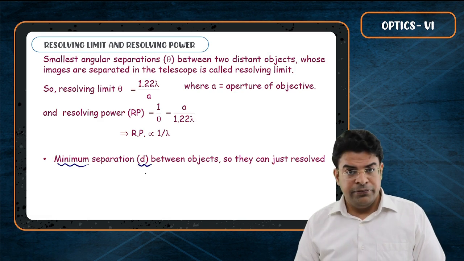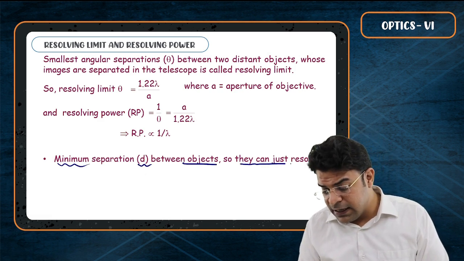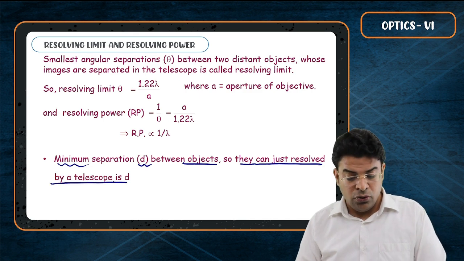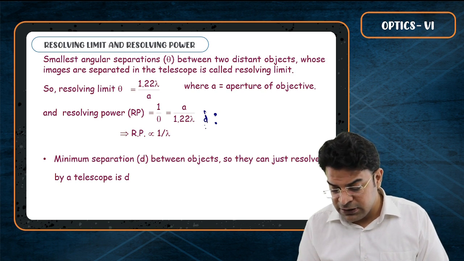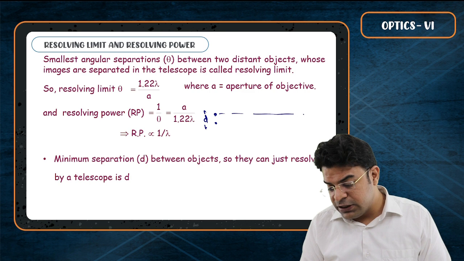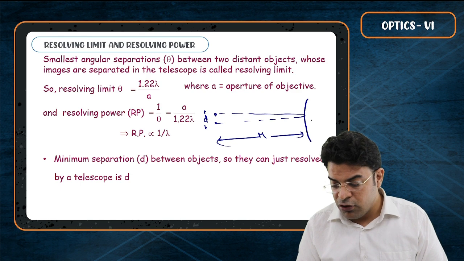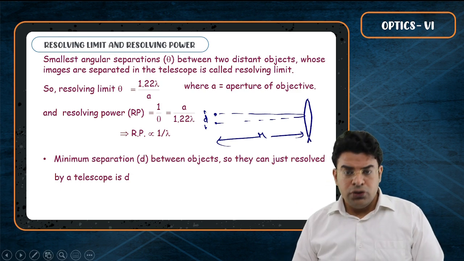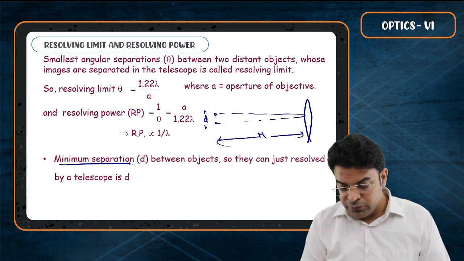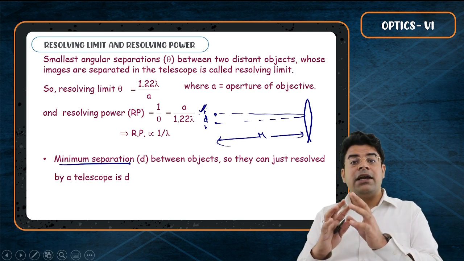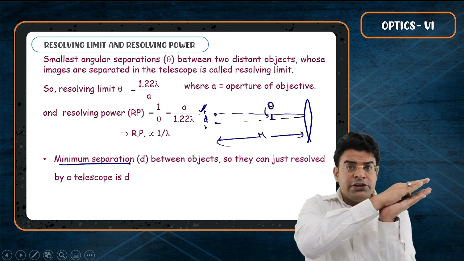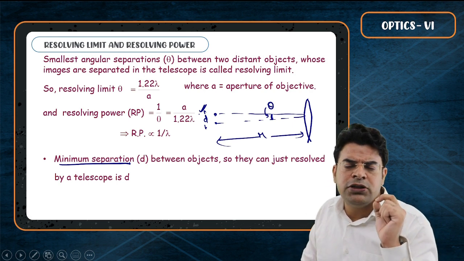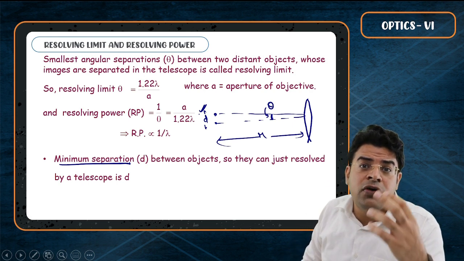The minimum separation d between two objects so that they can be just resolved by a telescope is given by the following. Let's say there are two objects which have some separation d between them, and these two objects are at a distance r from the objective of a telescope. So what has to be the minimum separation between these two objects so that they can be just resolved? Do understand, as the value of d decreases, theta will decrease, and there is a limit to the smallest possible value of theta so that the telescope can resolve the two objects.